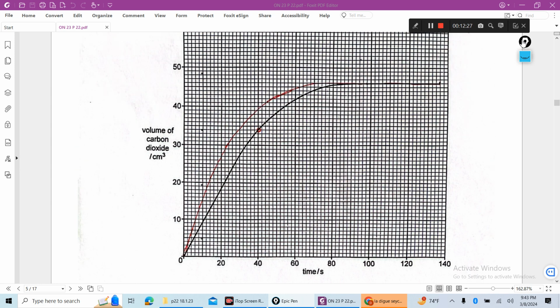So this line will be steeper when small pieces of particles are used, but the total volume of carbon dioxide will be the same. The graph will be steeper, but the total volume will be the same, because the rate of reaction is high with small particles. Surface area is greater, so the rate of reaction is high and the graph is steeper.